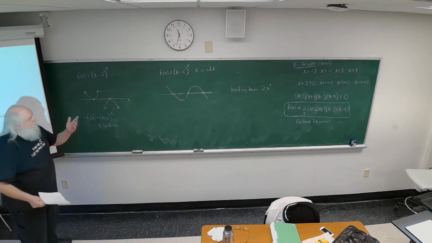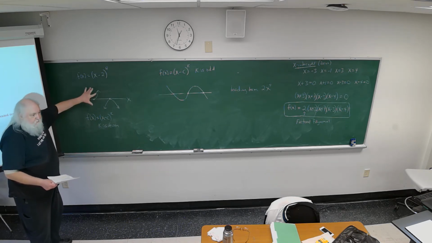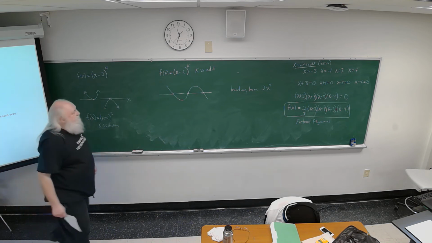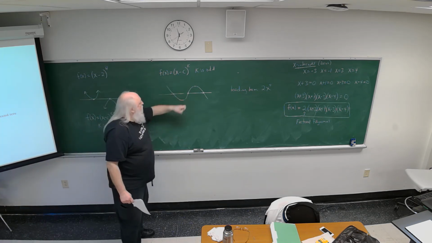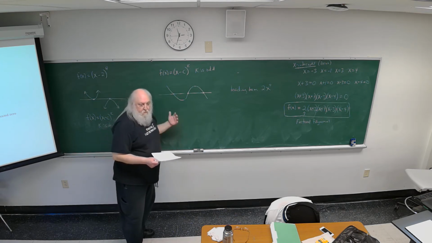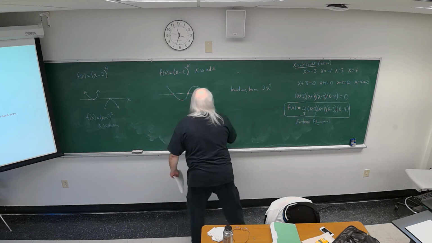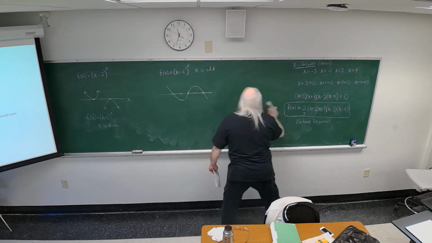So if k is an even integer, then the graph is just going to touch the x-axis and stay either above or below. But if k is an odd integer, then the graph is going to cross the x-axis, either from above or below. So let's demonstrate that with the examples on the next page.